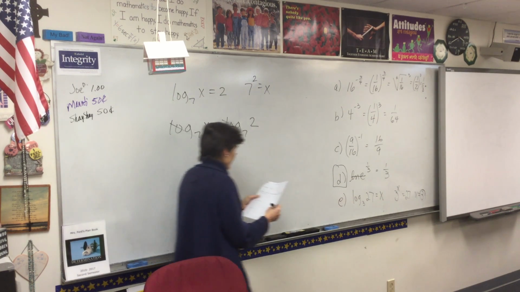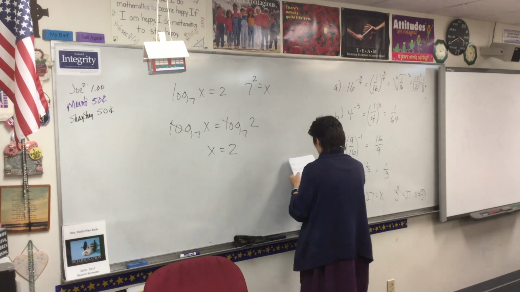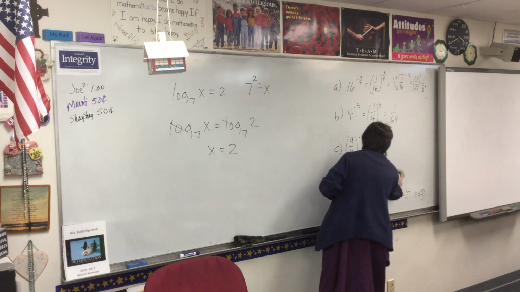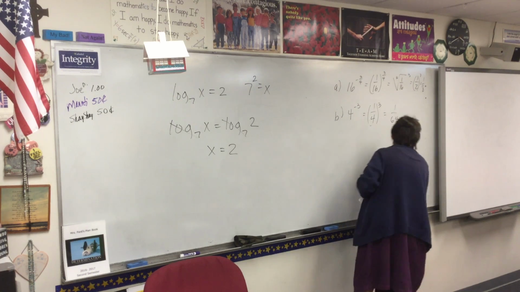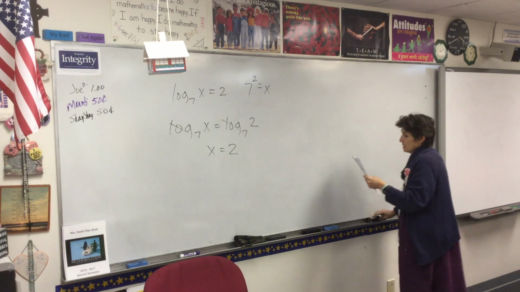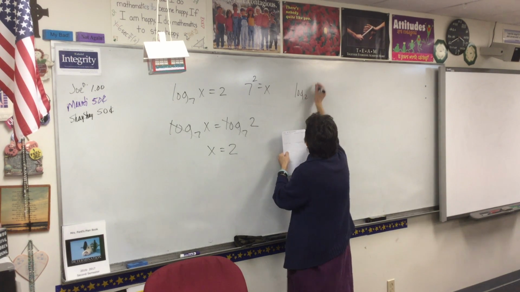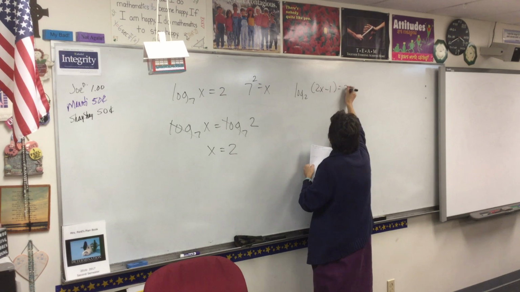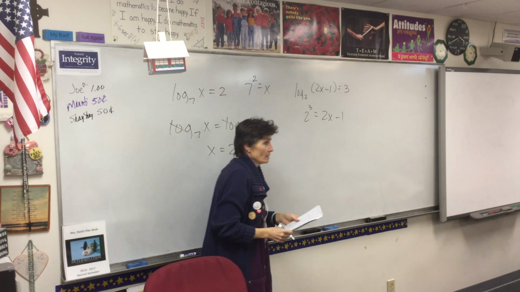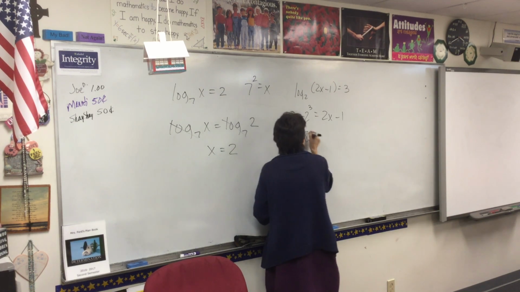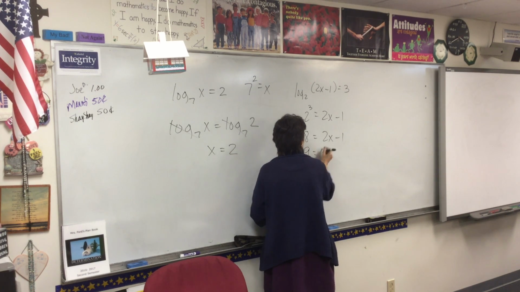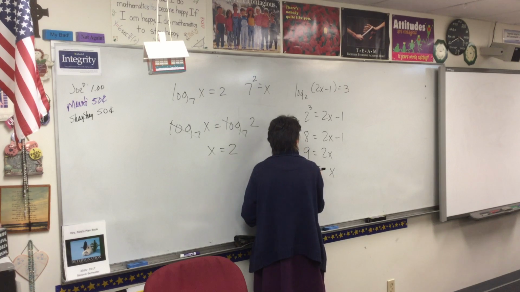All right, so let's see what we got with A. So what do we do with A? Loop-de-loo it. You've got one logarithm on one side, so you're going to loop-de-loo it. So we will say 2 to the third equals 2x minus 1. 2 to the third is 8. Add 1. Divide by 2.